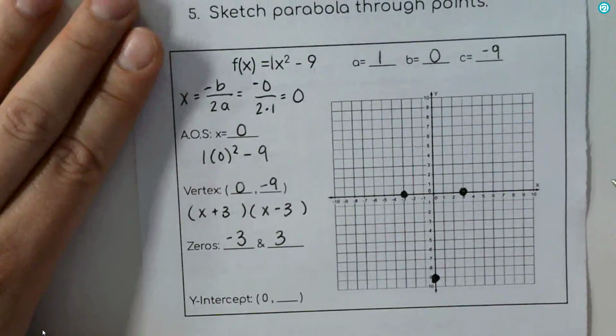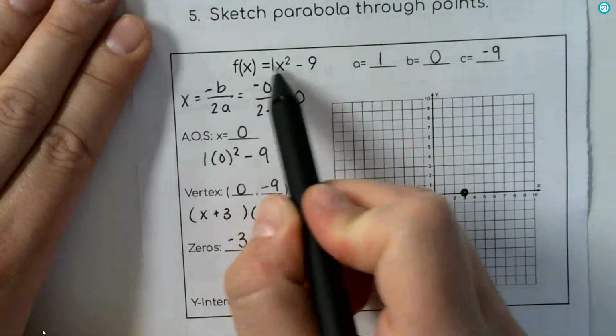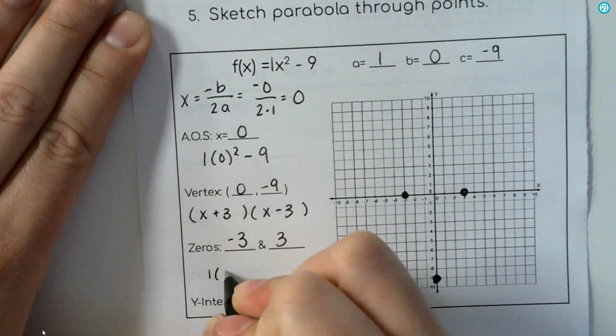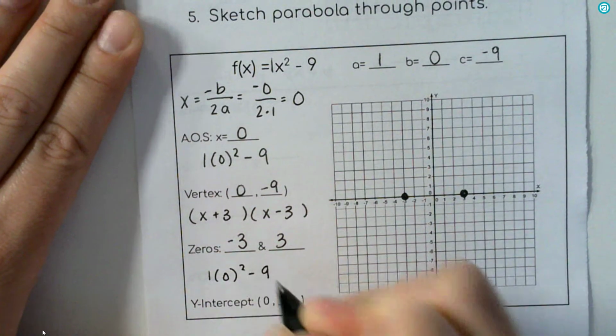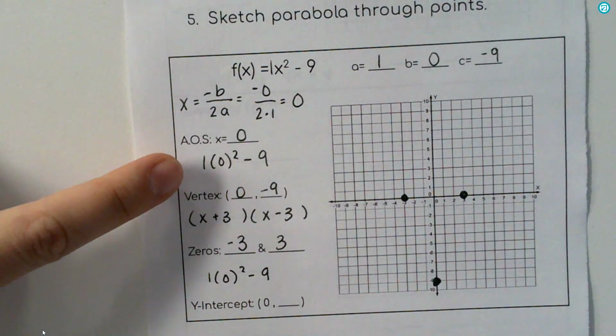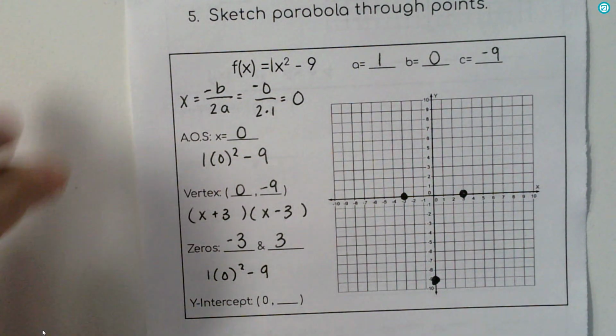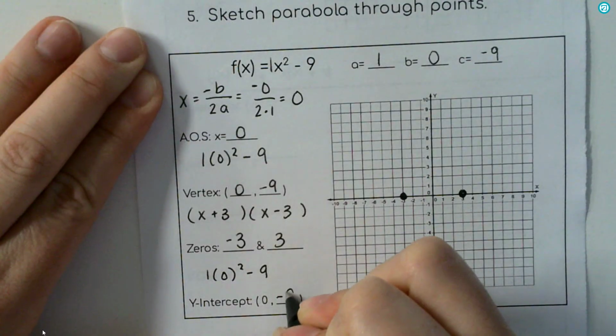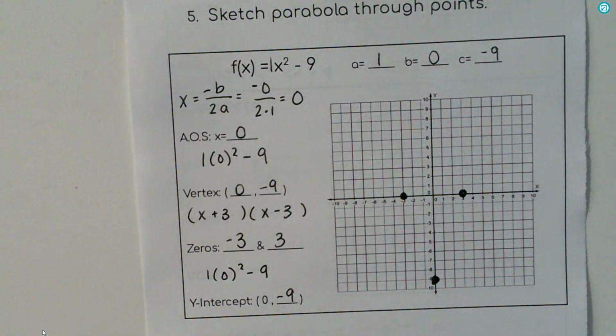So we would plug in a 0 for x. So I'm going to go ahead and do that down here. So I've got 1 times x squared. So 1 times 0 squared minus 9. That's the exact same thing we already did here. It's going to be negative 9. And we actually already have that graphed. So this is one of the problems I was talking about, that coincidentally your y-intercept and your vertex are the same thing.